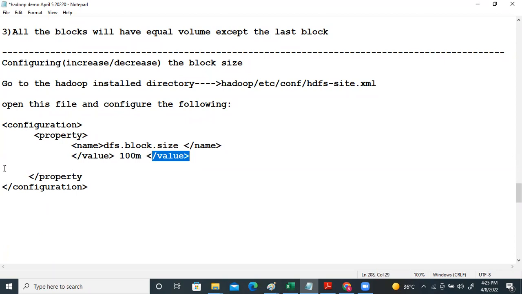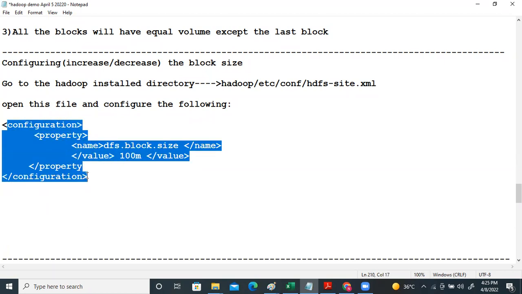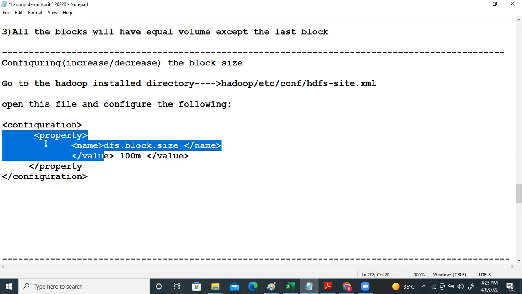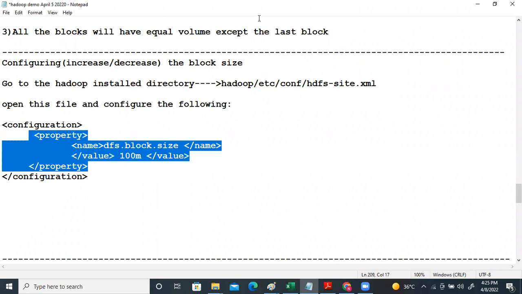So that's it. This small configuration we need to set. Configuration property: what is the name? The name is dfs.block.size, and the value is this. This is one property. In the same way, if you want to set multiple properties, you can set multiple properties.